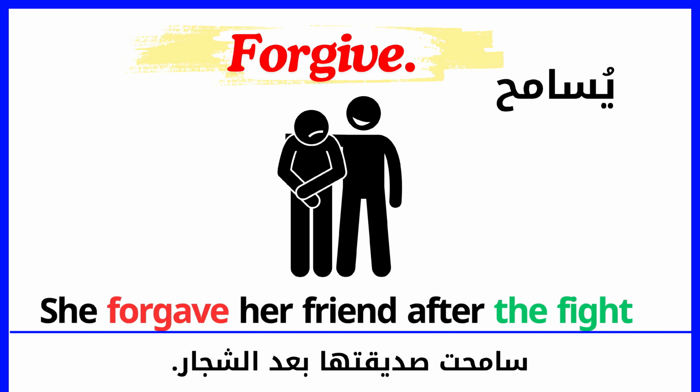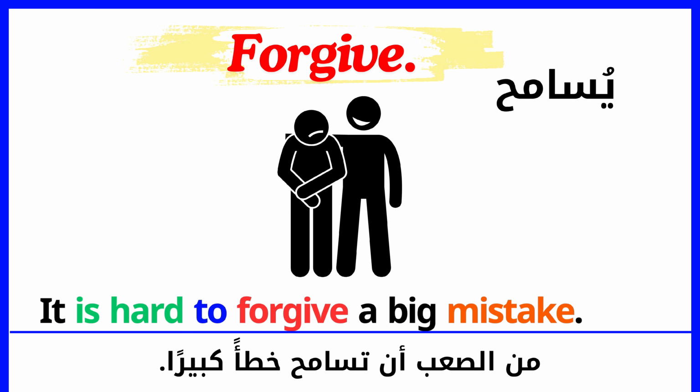The next word is forgive. Forgive. For example, she forgave her friend after the fight. Again, she forgave her friend after the fight. Another example is, it is hard to forgive a big mistake. Again, it is hard to forgive a big mistake.